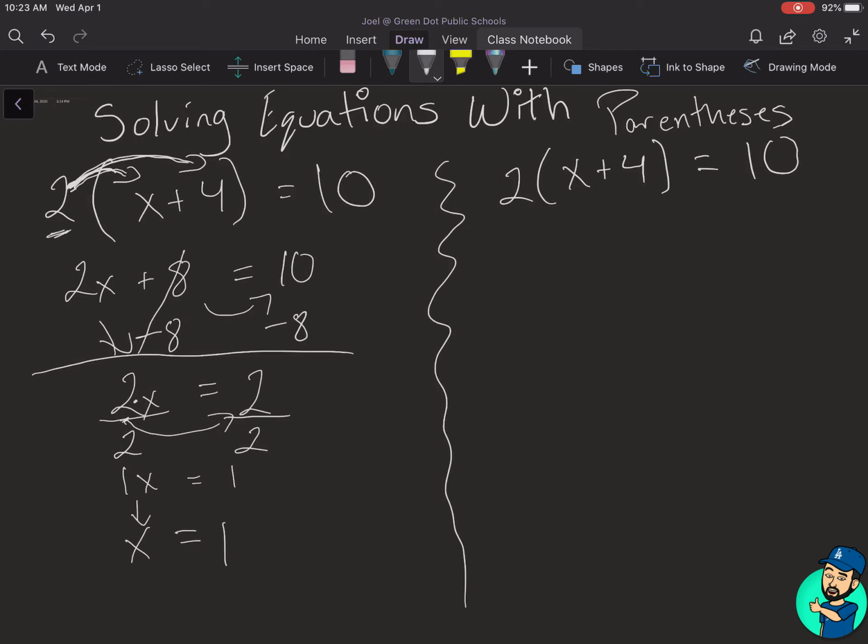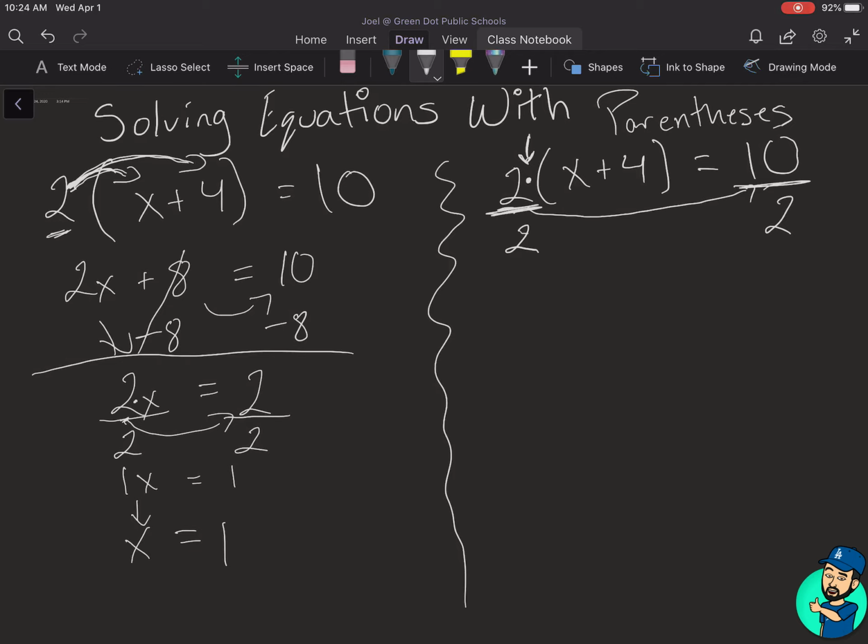Now on the right-hand side, I am not going to apply the distributive property. This is what I'm going to do first. Between the 2 and the parentheses is an invisible multiplication sign. I'm going to get rid of this 2 by moving it to the other side of the equal sign. To do that, I am going to divide. I've got to do the inverse operation. So I'm dividing both sides by 2.